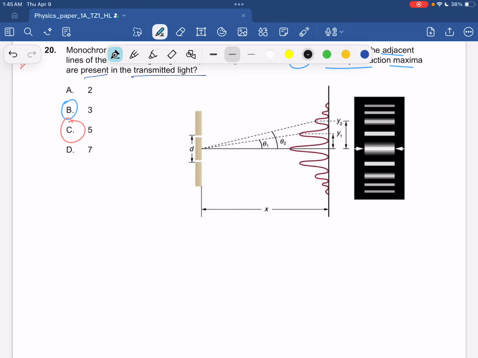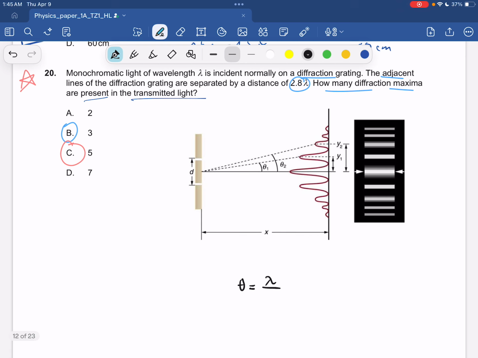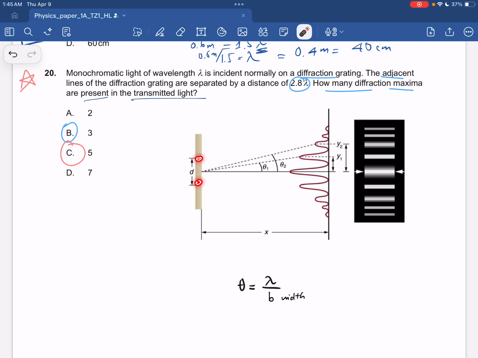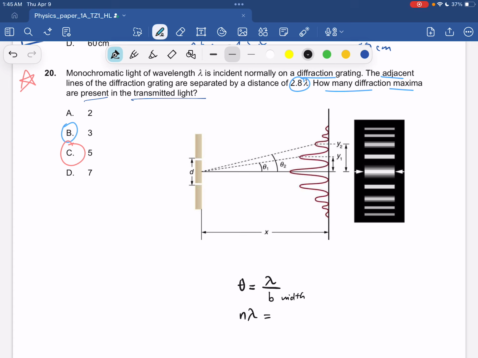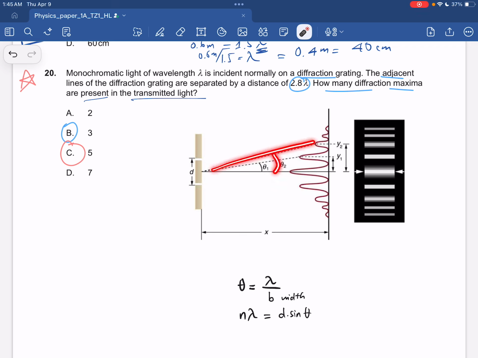So if you have a look at the data booklet again, you will find 2 equations. The first one is theta equals lambda, which is the wavelength, over b. b here is actually the width of the pinhole, okay? And then we have the second equation, which is n lambda equals d times sine theta. So theta here is the angle of the spread, okay?